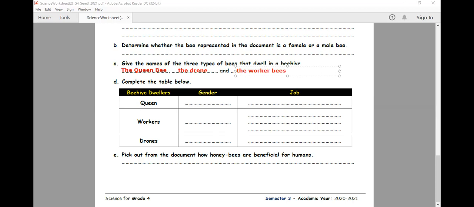The worker bees. I'm talking with all of you, not only with Hassan and the others. What's the gender of the queen? Is it a male or a female? A queen is a female. The worker is a female. What about the drone? The drone is male. Bravo.